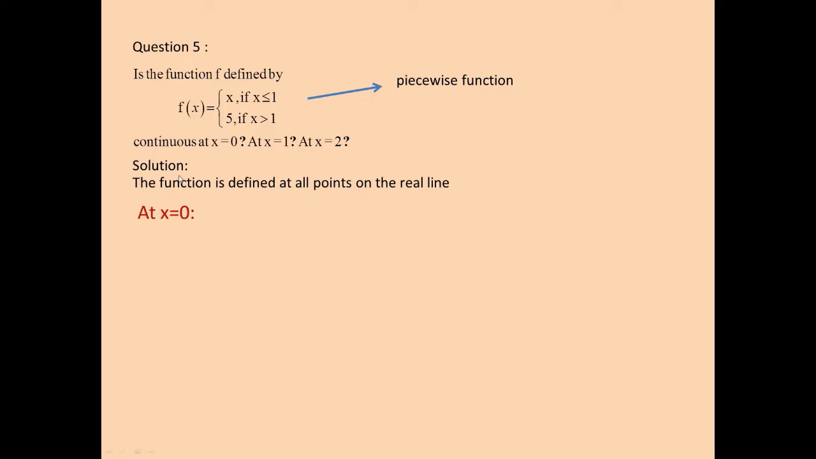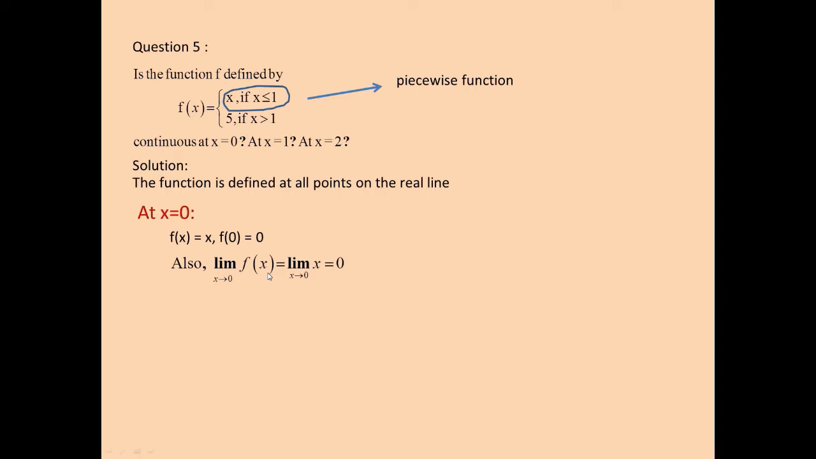Do you understand that? Now at x equals 0, because you are asked whether the function is continuous at x equals 0, we will have to consider this part of the function: f of x is equal to x if x is less than or equal to 1. At x equals 0, you have to take f of x is equal to x. Therefore f of 0 you have to find out. f of 0 is equal to 0, because f of x is equal to x.